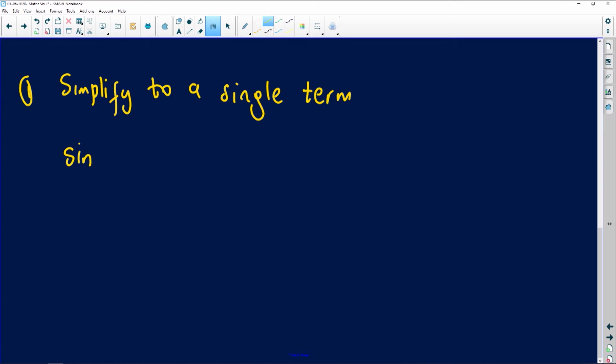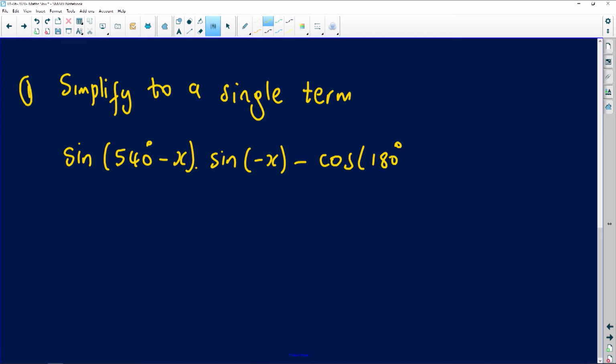We have sine of 540 degrees minus x, and then that has to be multiplied with the sine of negative x. And this is simply subtracting the cosine of something beautiful, which in this case happens to be 180 degrees minus x, and this is multiplied with the sine of 90 degrees plus x. Okay, cool. Now, what's the theory behind this?